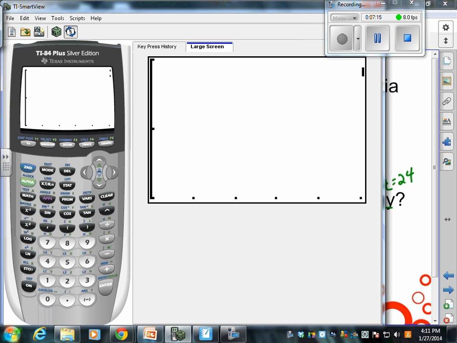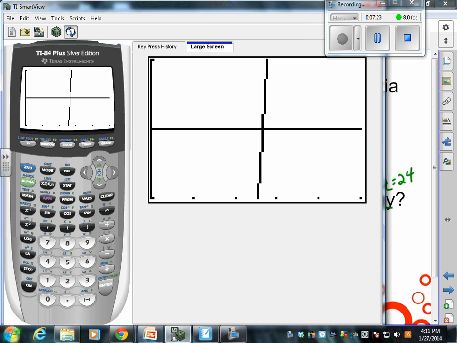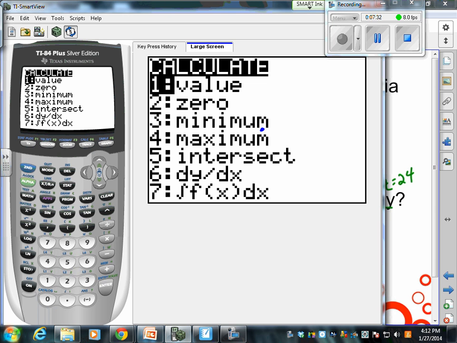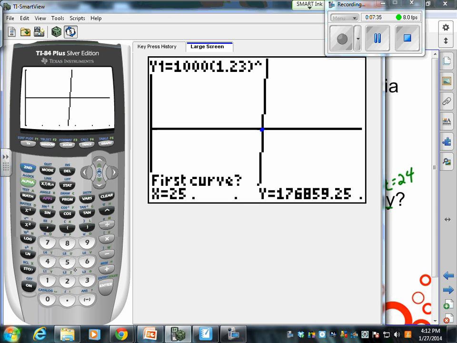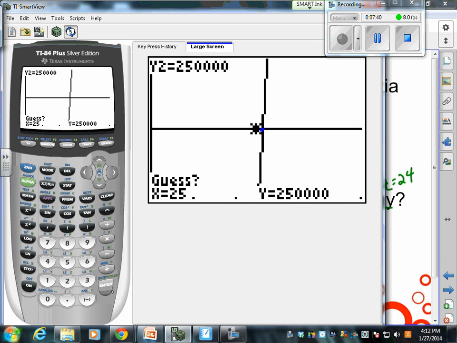Now what I should see is hopefully an exponential graph, and then we're going to see a linear, a horizontal line where they're going to meet each other. What I want to know is where this point is, right here, where they're intersecting. So to find that, you go second and trace, and go down to number 5, intersect. First curve, we just push enter. Second curve, we just push enter. And then we can just move our cursor over using our arrow key and get close to where they meet and push enter. And I get 26.67.